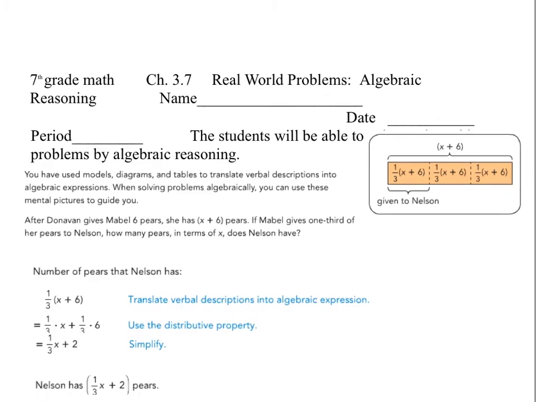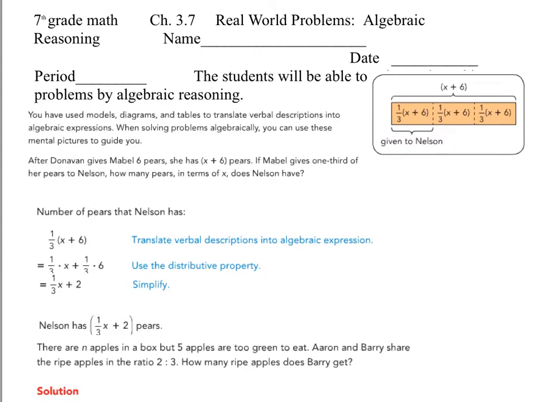Okay, so today we're going to go on to Chapter 3, Section 7, Real World Problems. It's the last section in Chapter 3, and it's pretty similar to Chapter 3, Section 6. It's more word problems. These are just considered real world problems.